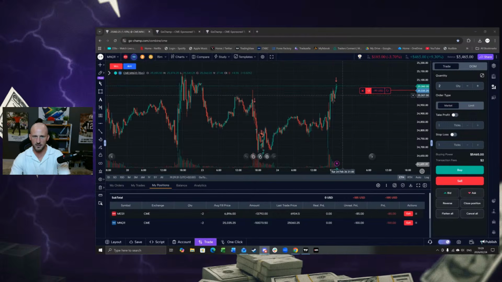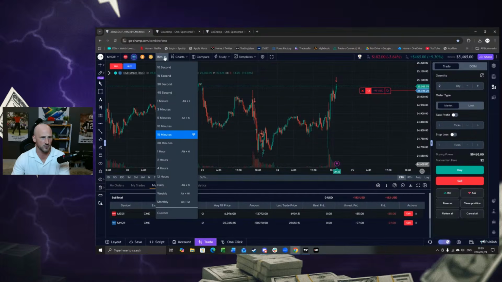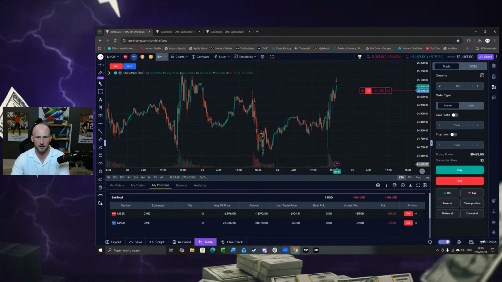So you see we're actually respecting a little bit here. This is a 50-minute time frame on the NASDAQ. You can change time frames on the left-hand side of here. Pretty easy platform to use, personally.